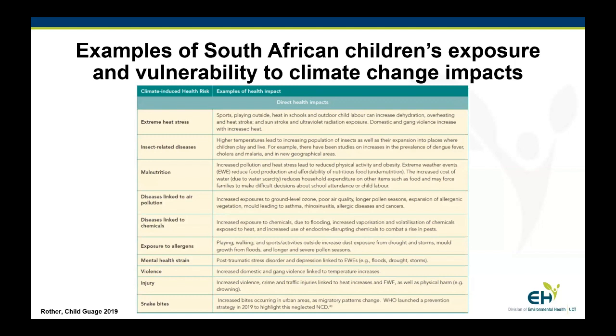There's a fair amount of research that has linked the increase in violence and domestic violence to increased temperatures, as well as injuries. And what has been interesting is this aspect of snake bites, and that WHO has recently relaunched a prevention strategy to highlight it as a neglected non-communicable disease, as snakes are moving more into urban areas as the climate is changing.